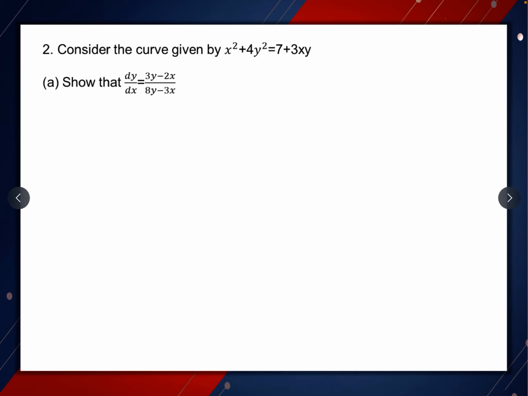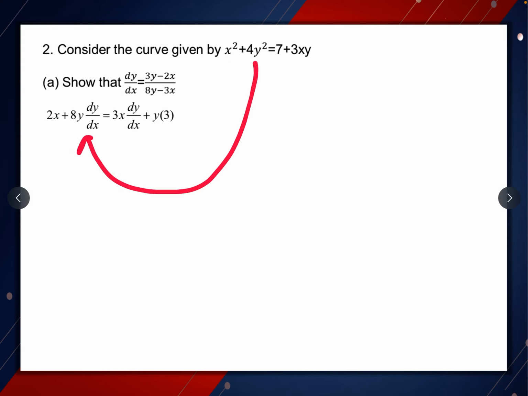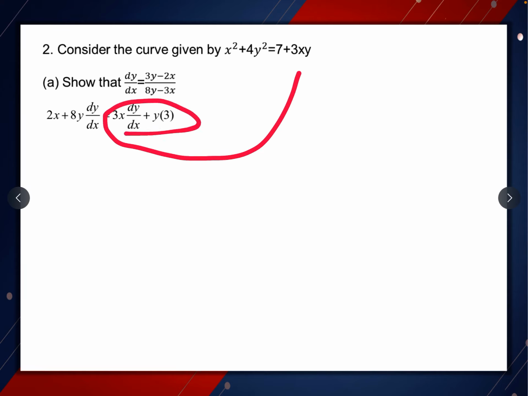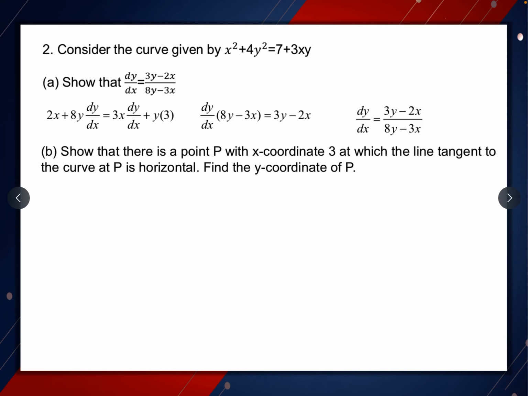The second question also gives us a function of a curve, and it shows dy/dx is equal to 3y minus 2x over 8y minus 3x. We need to pay attention that here is a product rule, and the others are very simple. So x squared will become 2x, 4y squared becomes 8y times dy/dx, and this one becomes here. And by simplifying it, we can get dy/dx equal to 3y minus 2x over 8y minus 3x.